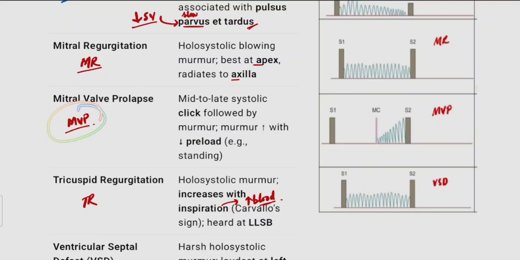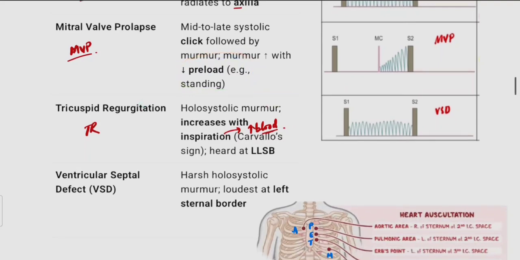MVP, we remember, the click is late: from afternoon to evening, and night, late. So with the click and anything you put in the MVP, it can click. With that we remember mitral valve prolapse: a mid to late systolic click followed by a murmur, and we're going to learn the exceptions and everything later.